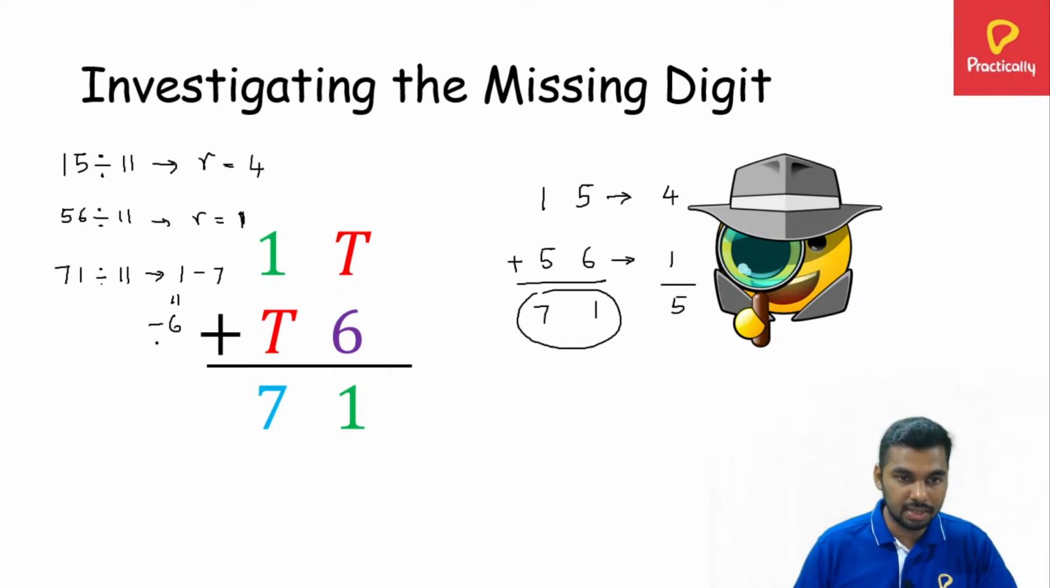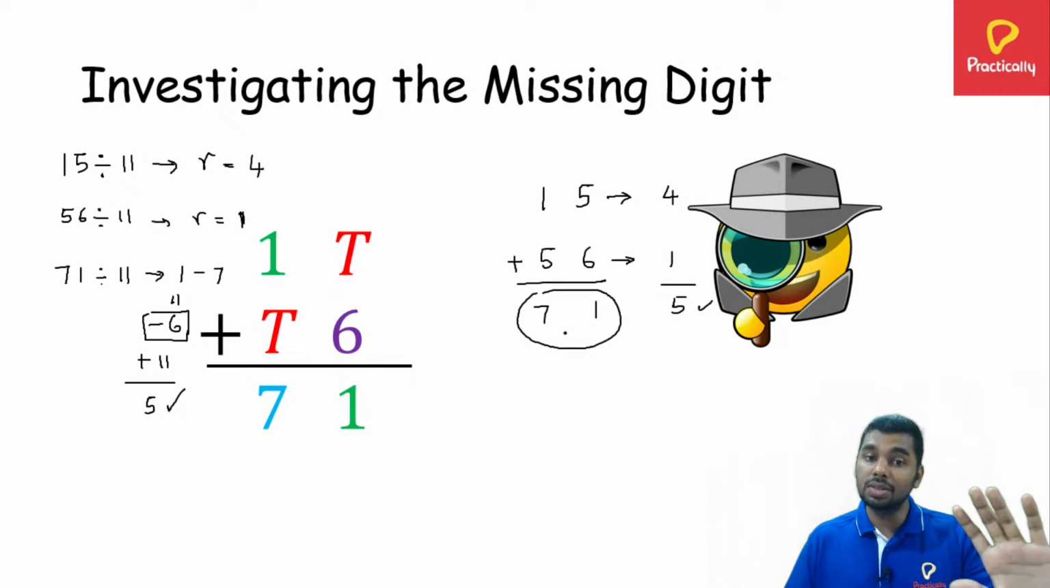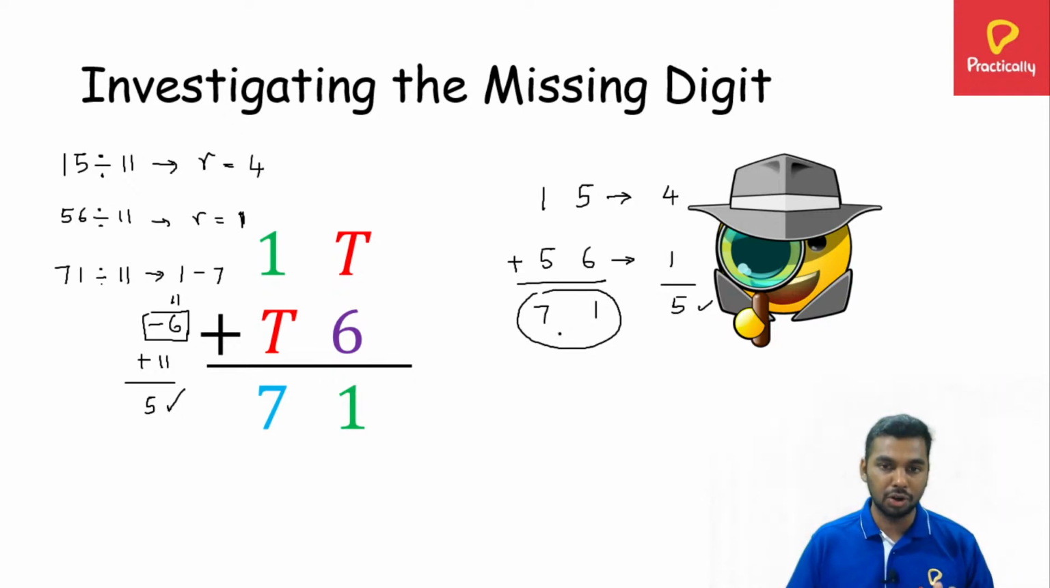It's minus 6. Now you have to recall what we said. Minus 6 is a negative number, so you add 11 to it. If I add 11 to minus 6, you get the answer as 5. And now you have verified that this sum is correct. So the digit sum allows you to check whether the sum that you have done is correct or not.